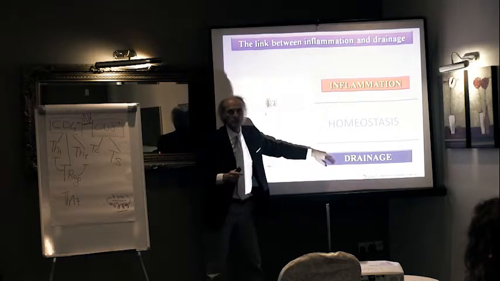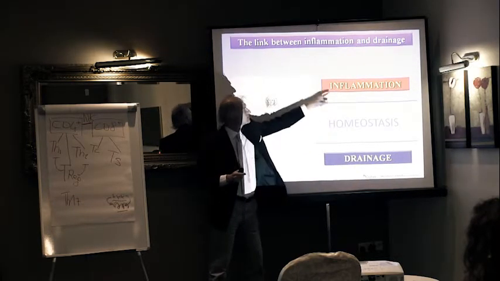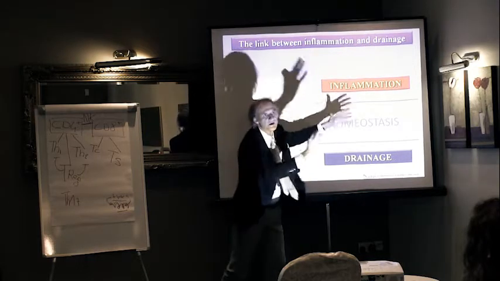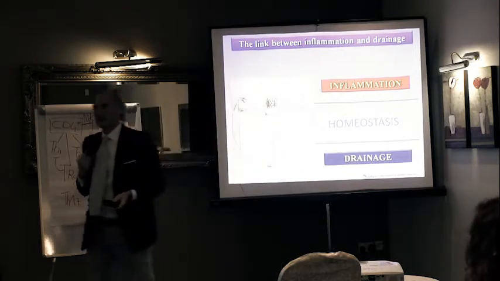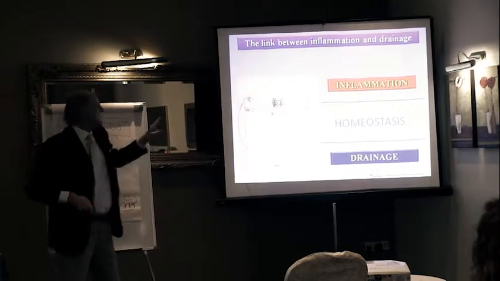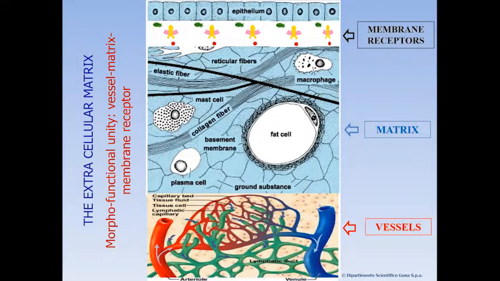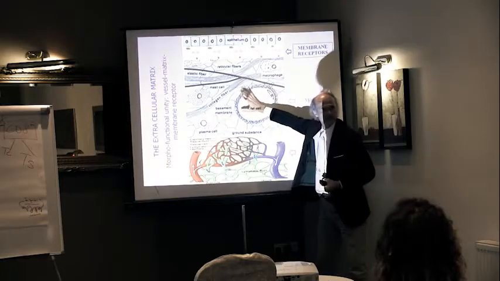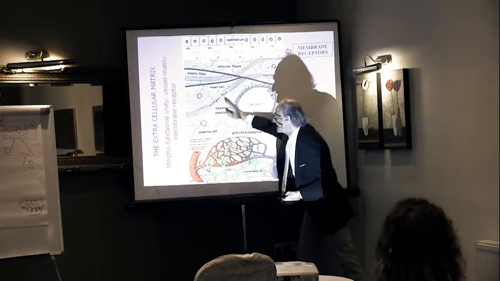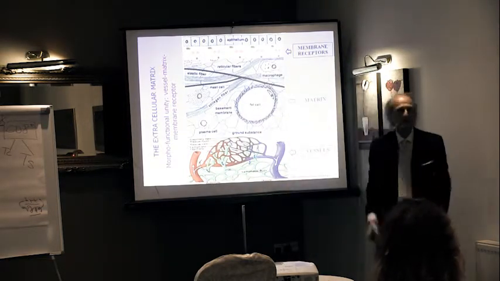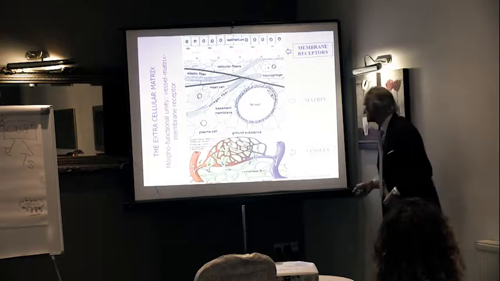The best way to prevent chronic inflammation is to remove the triggers of inflammation, the toxins. Another link between drainage and inflammation is that the extracellular matrix is the field of the battle of inflammation. Where do the inflammation processes happen? In the extracellular matrix. So if you clean the extracellular matrix, you are reducing the triggers of inflammation.